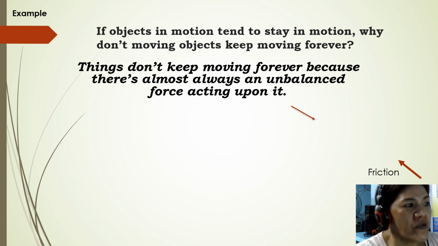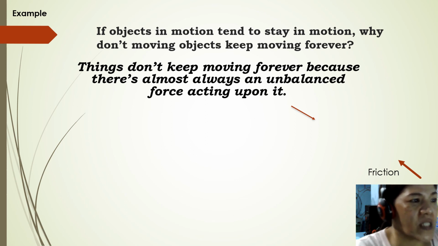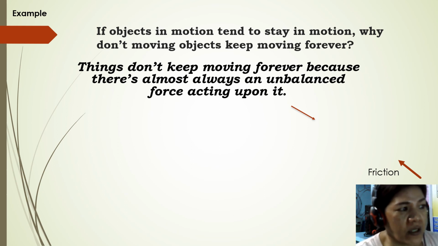So if an object in motion tends to stay in motion, why don't moving objects keep moving forever? That would be your question. Okay. Things don't keep moving forever because there is almost always an unbalanced force acting upon them.